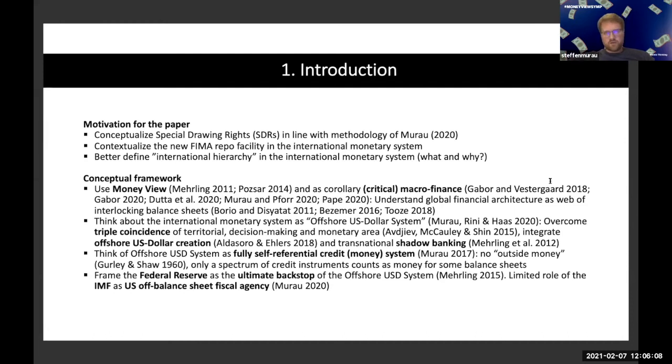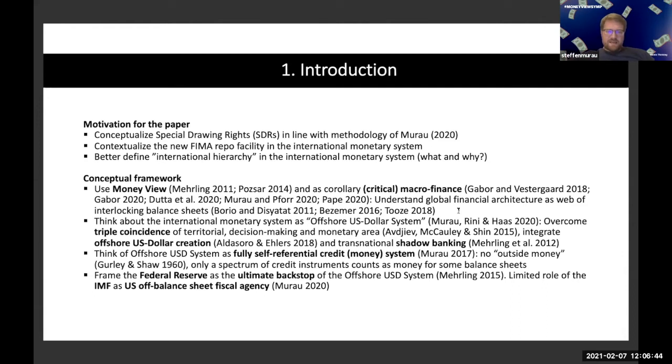I also came across it in various reviewing processes for papers. If you have bought into the money view, you are probably fine with it. But if not, people wanted to be convinced. So what kind of hierarchy is it, and what and why? We use a conceptual framework. I can go over this, but I'll just speed it up. It's basically the money view with an idea for an application to international political economy. Since Toby, Fabian, and I all contributed to the special issue in critical macrofinance, we decided to go with that label.